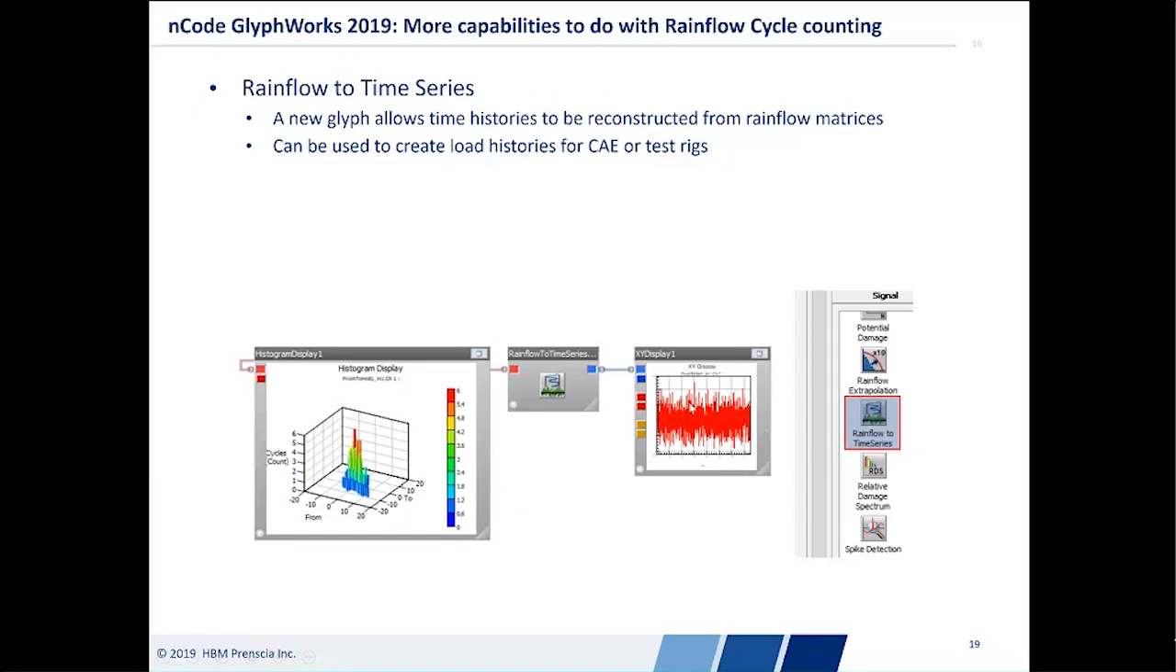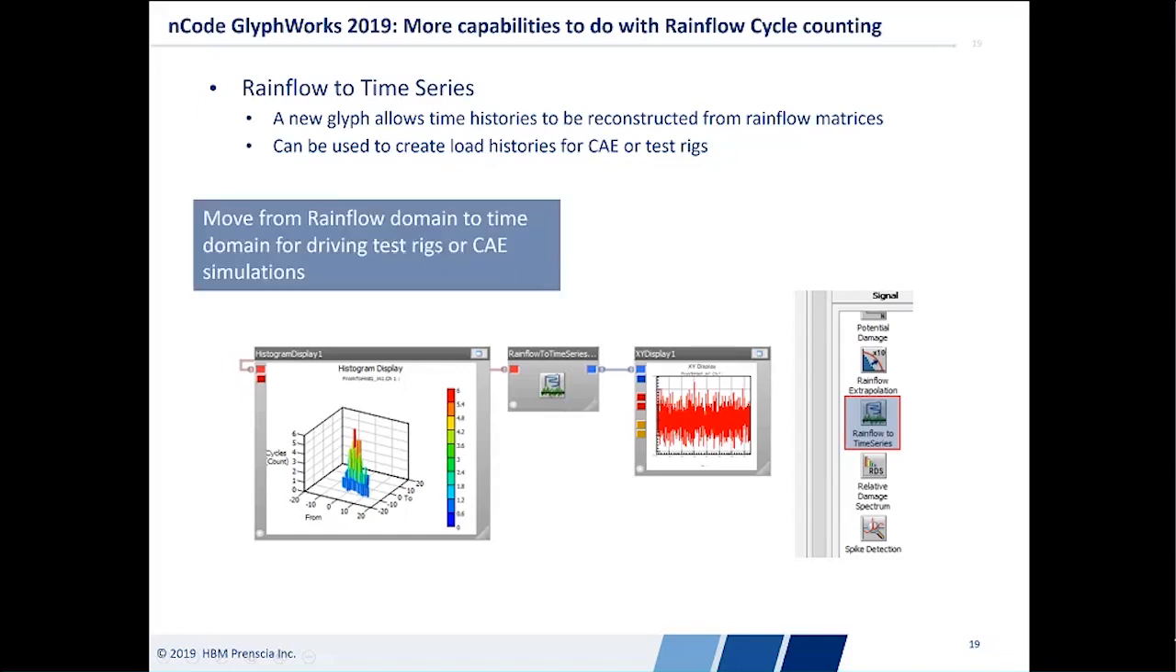So this time series is reconstructed from the input Rainflow matrix, and the use of that is, if you want to use this Rainflow as loading information for a test rig or for some nonlinear CAE, FEA calculations, well, you'll have to turn it into a time series somehow. So we provide you with the way to do so. So that's the new Rainflow to time series glyph, and it enables you to move from the Rainflow domain to the time domain.